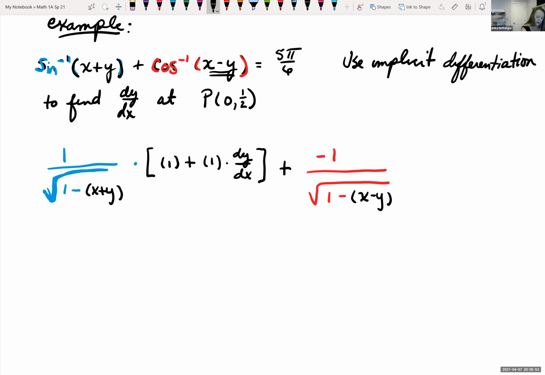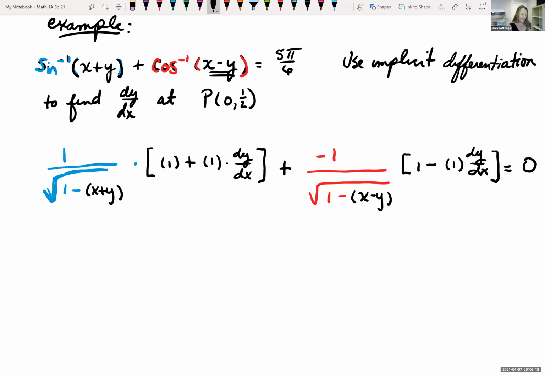So again, we're going to be looking at the derivative of x, which is 1, minus the derivative of y, which is 1, and again, y is a function of x, so times dy dx. This is equal to the derivative of a constant, 5 pi over 6. That's just 0.